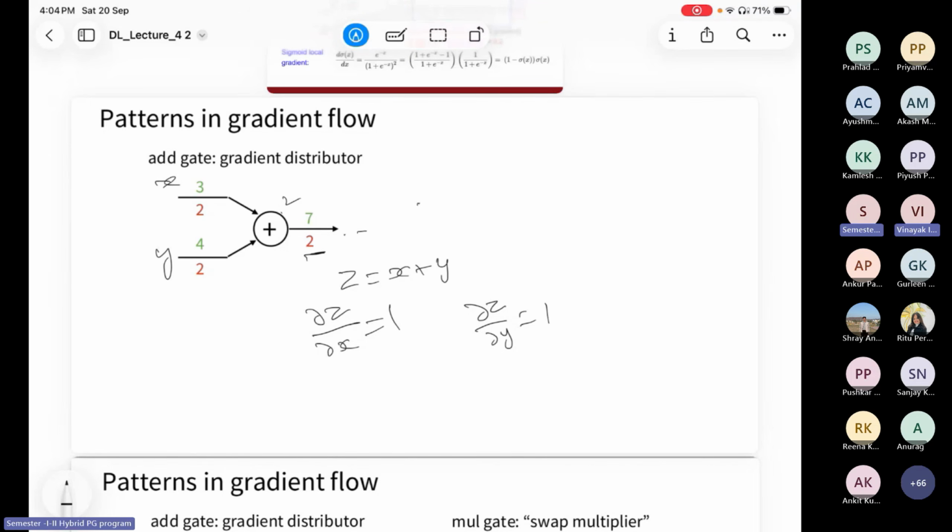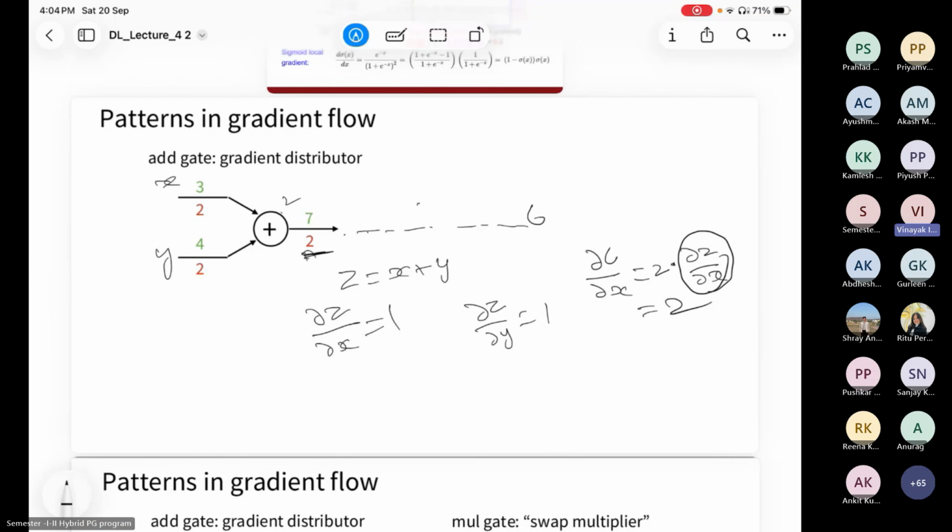Now this 2 is coming from the right-hand side. That is the upstream gradient. Suppose this is L, and I ask what is del L by del X. Then you multiply the upstream with the local. Upstream is 2, and local is del Z by del X. You multiply these two things. This term is 1 only, so your answer is 2 only. So whenever you have addition, just distribute this 2 to all those variables, and that's the answer. That is the pattern.